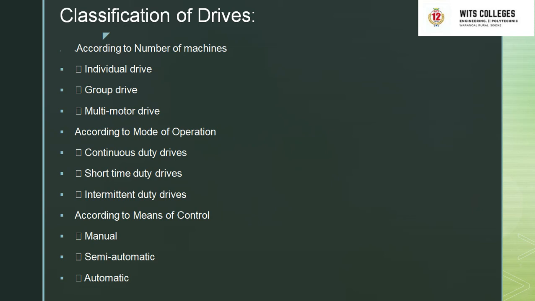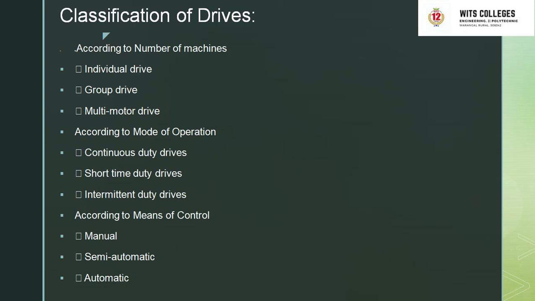The next classification is according to mode of operation. First one is continuous duty drives. Examples of continuous duty drives are fans and pumps. Okay, next one is short time duty drives. Examples are cranes, rolling cranes are the example of short time duty drives. The next one is intermittent duty drives.